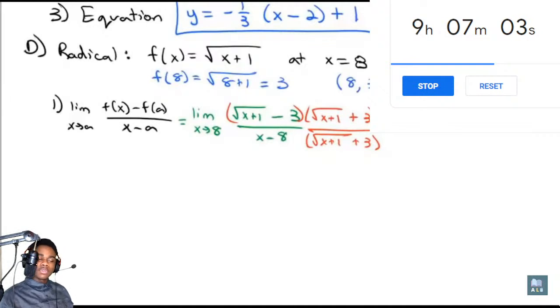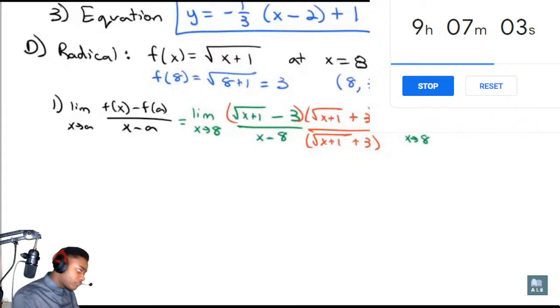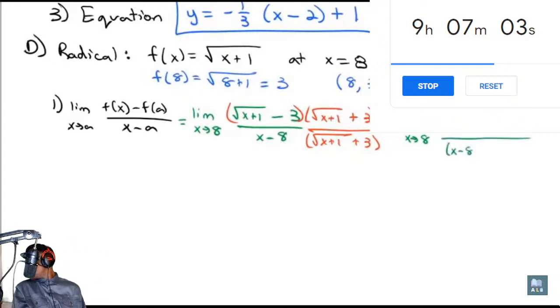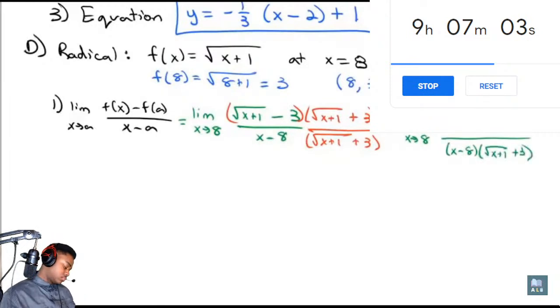So we now have the limit as x goes to 8. In the numerator, with conjugates we will just square both of them and put a minus between them. When we square a square root, we're just left with the stuff, x plus 1, always a minus between them, and 3 squared is 9. Over, we've got the x minus 8 times the square root of x plus 1 plus 3.